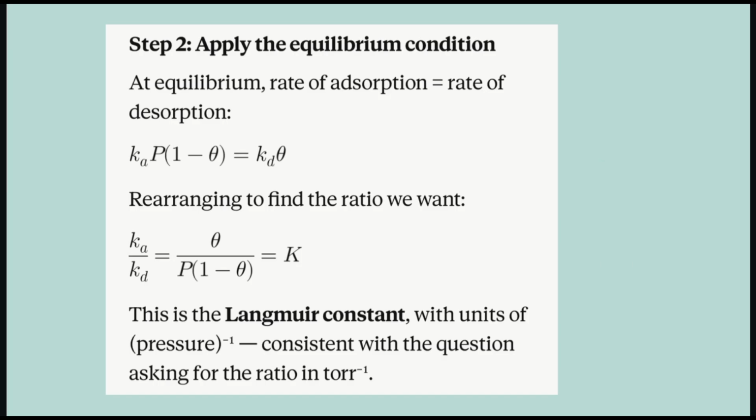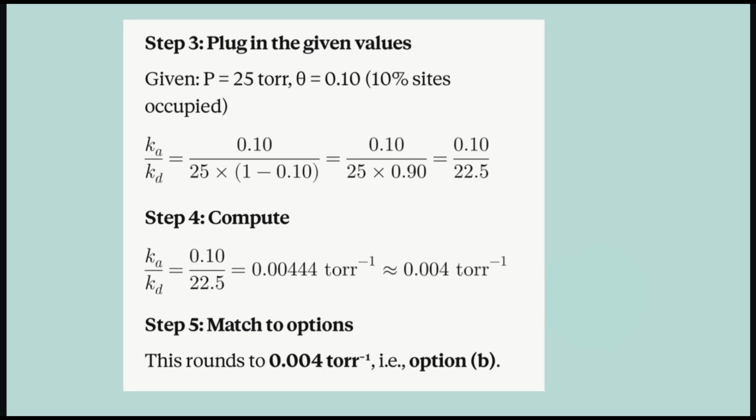Apply the equilibrium condition. At equilibrium, rate of adsorption is equal to rate of desorption. Ka P into 1 minus theta is equal to Kd theta. Rearranging to find the ratio we want, Ka divided by Kd is equal to theta divided by P into 1 minus theta, that is equal to K. This is the Langmuir constant with units of per pressure unit. This is consistent with the question asking for the ratio in per torr. So now we'll see step 3.